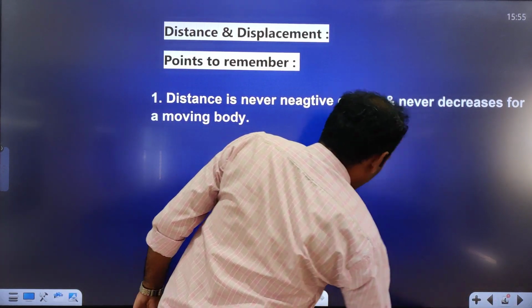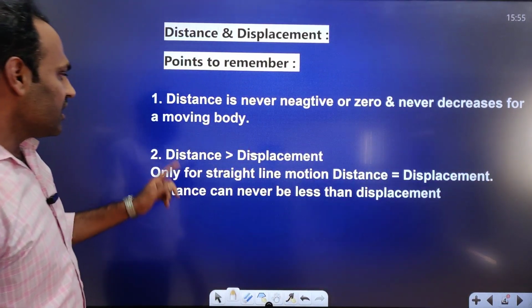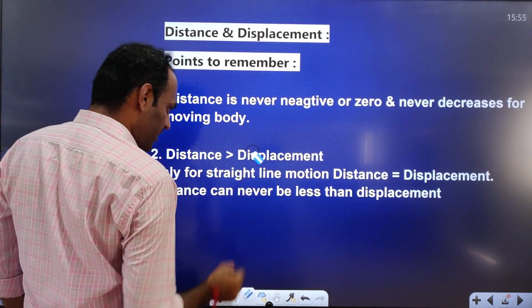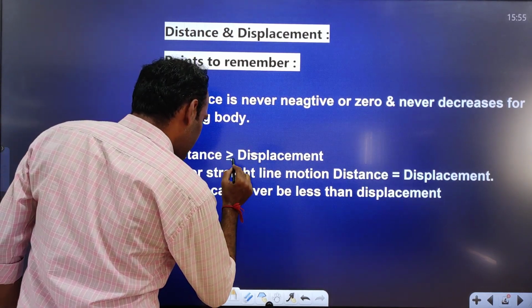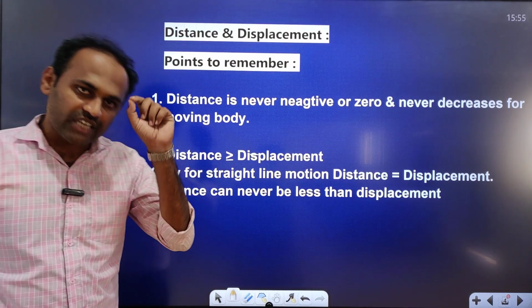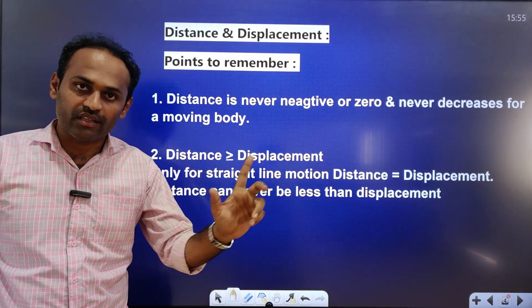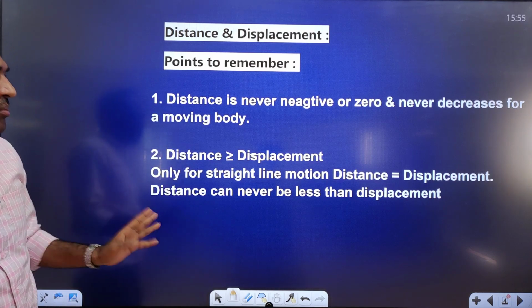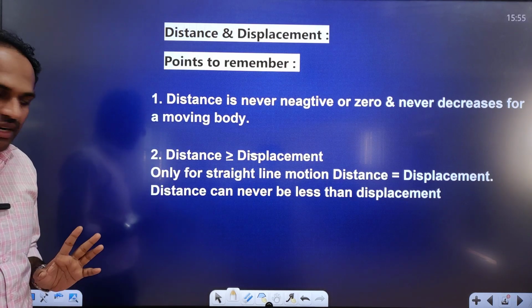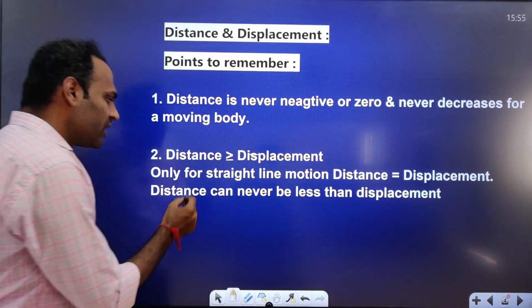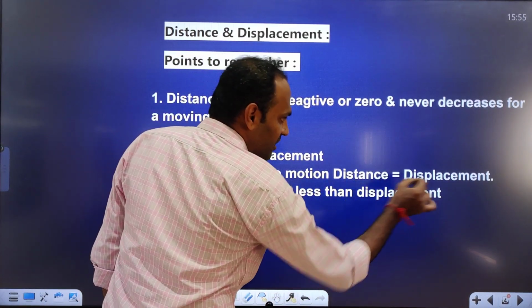Okay, we'll see the next point. Next point is distance is always greater than or equal to displacement. Distance is always greater than displacement, or equal to displacement, but it is never less than displacement. Distance is always greater than or equal to displacement. Only for straight line motion, distance is equal to displacement.